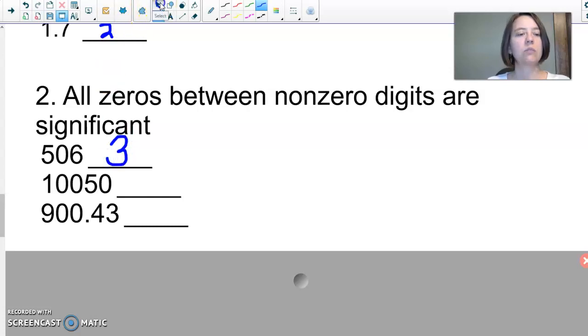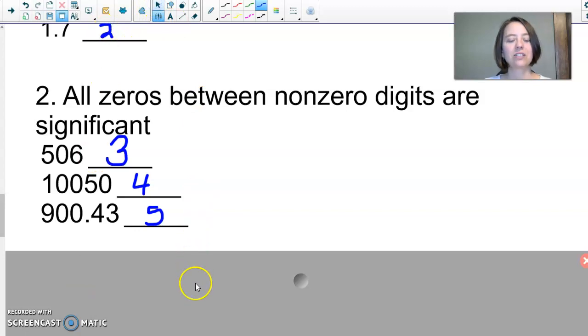All right, I would like you to take a moment and take guesses on 10,050 and 90 and 43 hundredths. Okay, this was a tough one. So 1 counts, and these are in between non-zero digits, so they count 1, 2, 3, 4. But this last one doesn't count, and we'll talk about why it doesn't count next. So this one only has 4. And then these 2 zeros count as significant. So it's 1, 2, 3, 4, 5. Oof, that 5's a little bit rough.